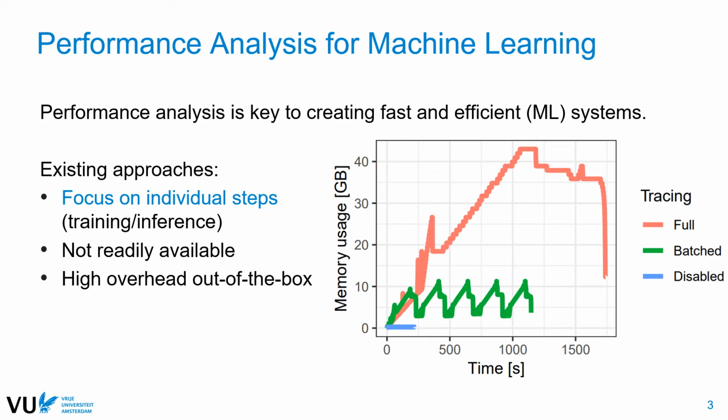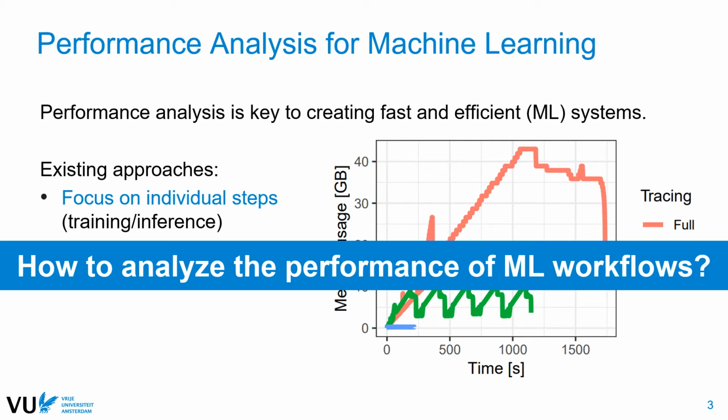The figure on screen depicts the memory consumption over time of PyTorch during a training task. The colored curves represent different configurations of the tracing tool, from no tracing at the bottom in blue to full tracing at the top in red. Even for a simple training task, we found that tracing can slow down our application by nearly 10-fold and increase the memory consumption by over 100 times. These limitations leave us with a major challenge. How can we analyze the performance of machine learning workflows?